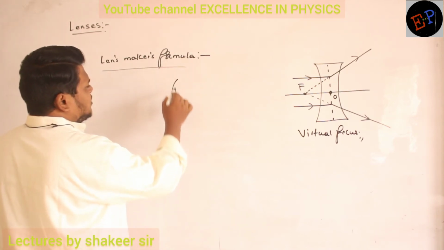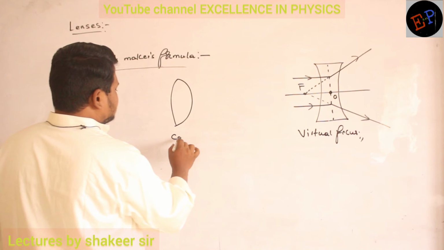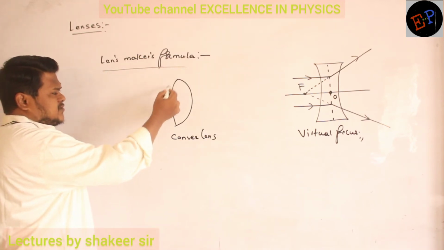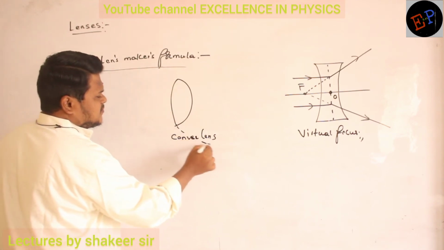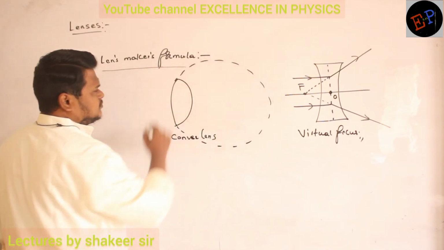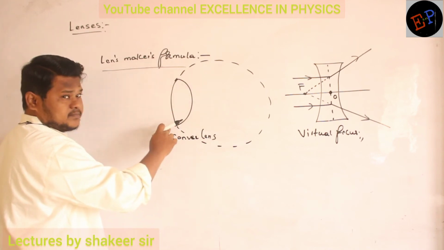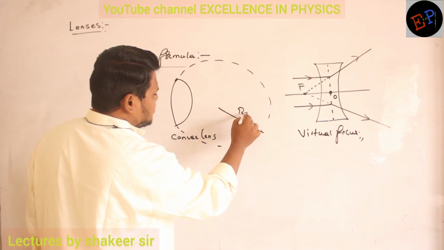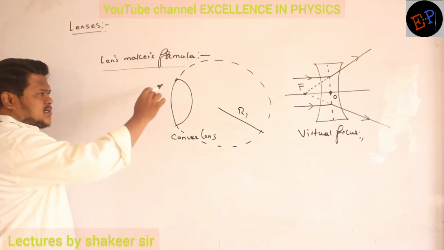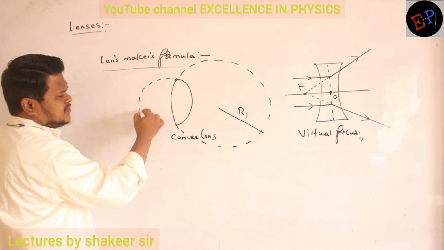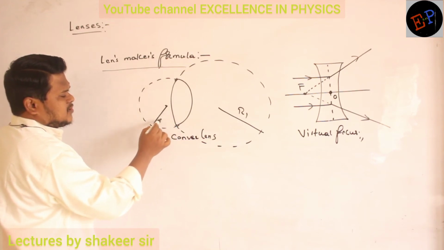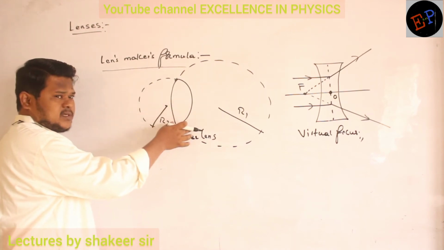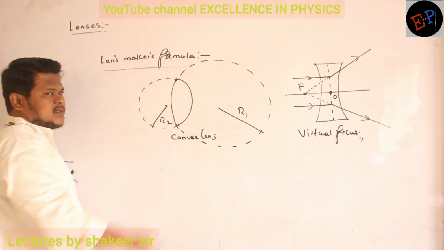See, consider this is one convex lens, double convex lens. Now, if you see the first surface, the radius of curvature of the first surface is very big, because it is more flat. So its radius of curvature will be very big. I can call it R1. But if you see the second refracting surface, the radius of curvature is very small, which is R2. So depending on R1 and R2 values only, the total focal length of this lens can be decided.